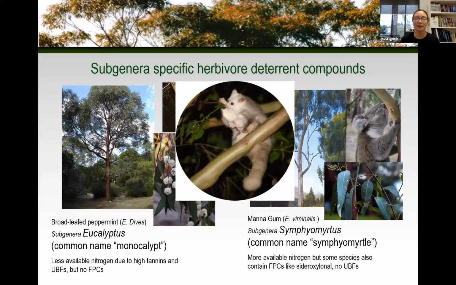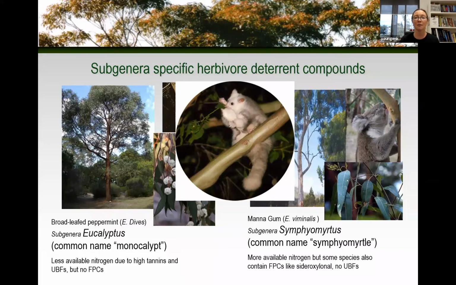From field observations and a few feeding studies, we think that greater gliders might be somewhere in the middle, meaning they're generalists that frequently feed from both monocalypts and symphyomyrtus, but also may be more sensitive to their secondary compounds than specialists like koala or the ringtail possum that primarily feed from one subgenus. Karen's work eventually revealed that monocalypts make a group of compounds called unsubstituted B-ring flavanones, or UBFs. Feeding studies suggested that these UBFs might be responsible for deterring herbivores from monocalypts in high enough concentrations.